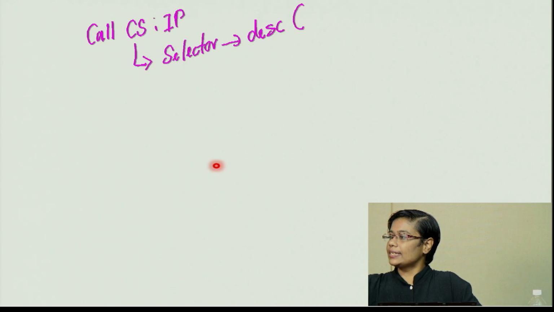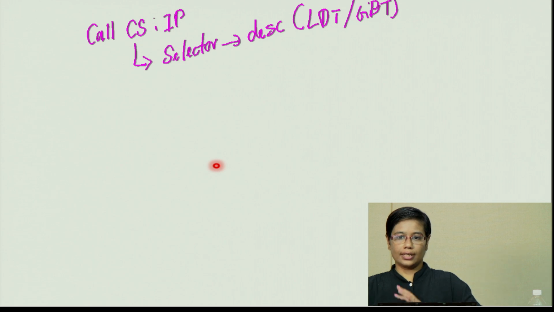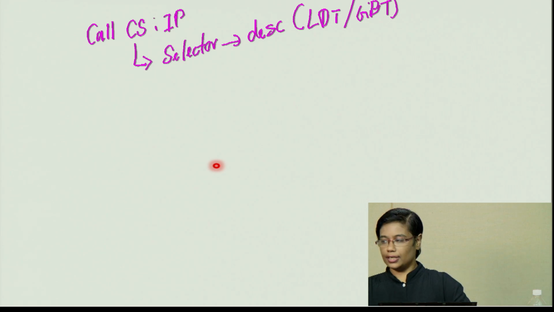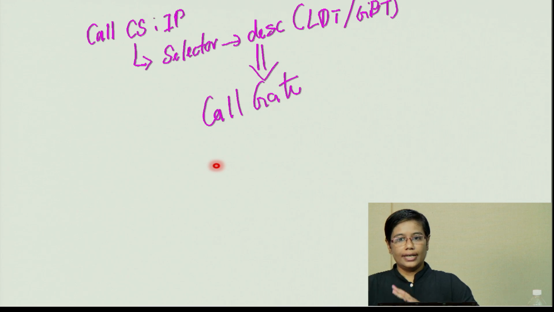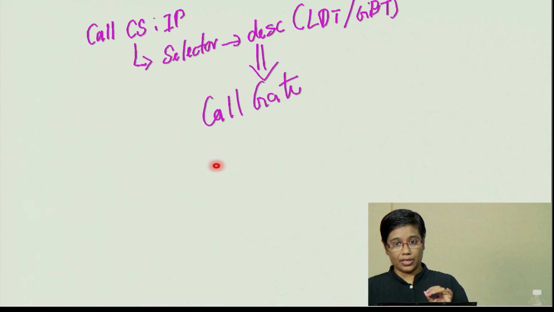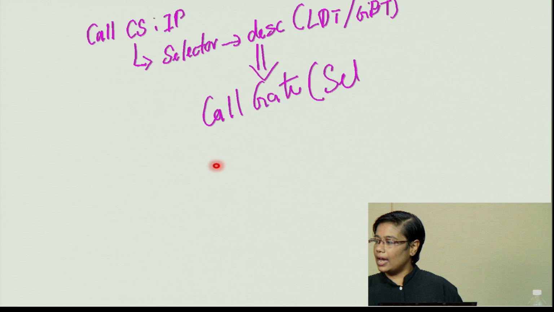Descriptor can be present either in the LDT or the descriptor can be present in the GDT. So for ease, let's assume that the descriptor is going to be present in the GDT. So it will go to the GDT, it will get the descriptor. This descriptor is not an actual descriptor. Instead, it is going to be what is called as a call gate. So what is the difference between a descriptor and a call gate? The descriptor has the starting address of the segment, but the call gate does not have the starting address of the segment. Instead, it has another selector present in it.